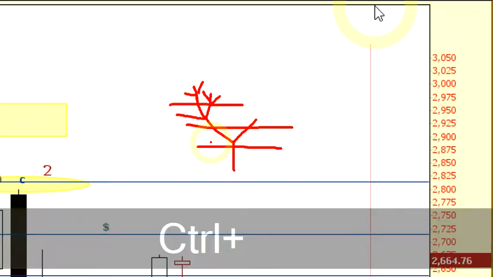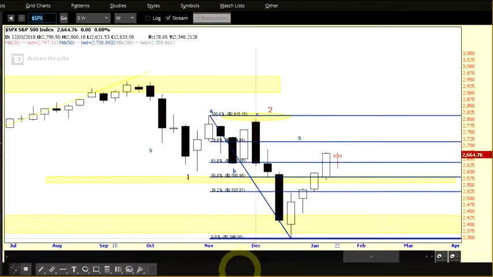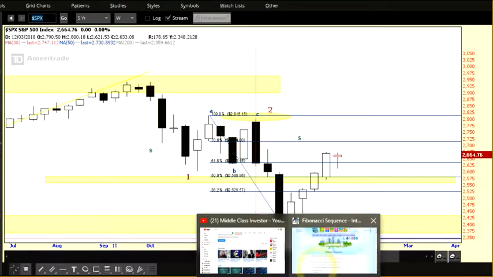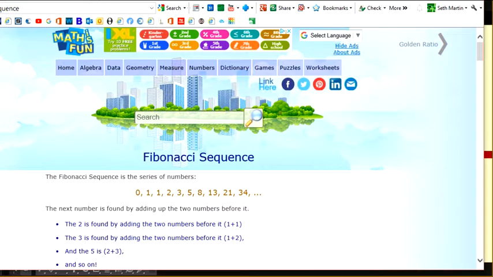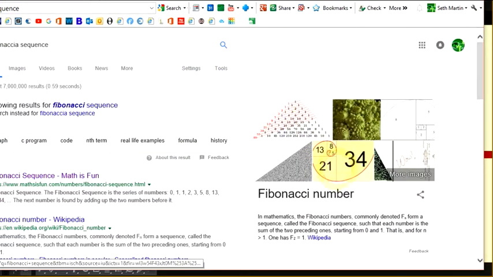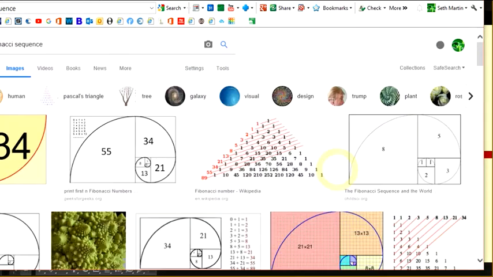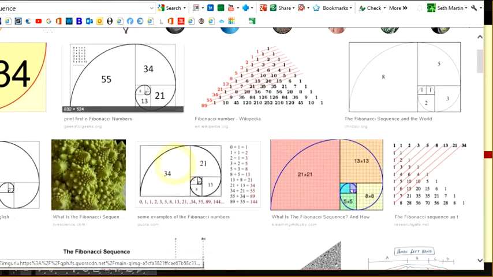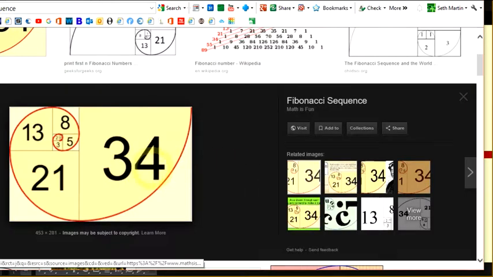Also, the spiral, the Fibonacci spiral, is very common. And sorry about the dog and what she's barking about. There's just a ton of information on this, and you can go learn about it.